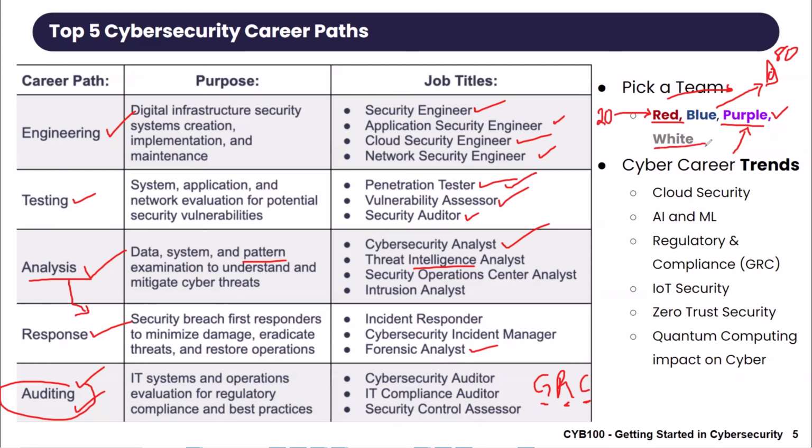Then you have your white teaming. White teamers, these are the managers. These are the GRC people, the people who set the rules, people who tell people what to do, basically. Right. So again, this is how we sort of classify this career path, but there is a trend.